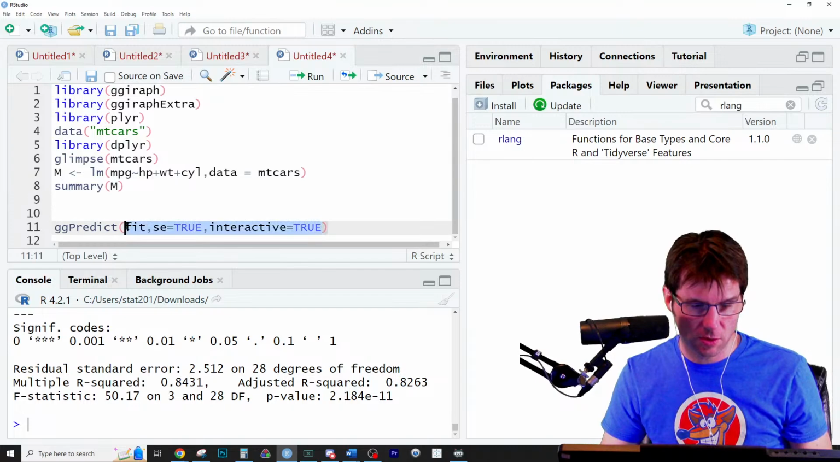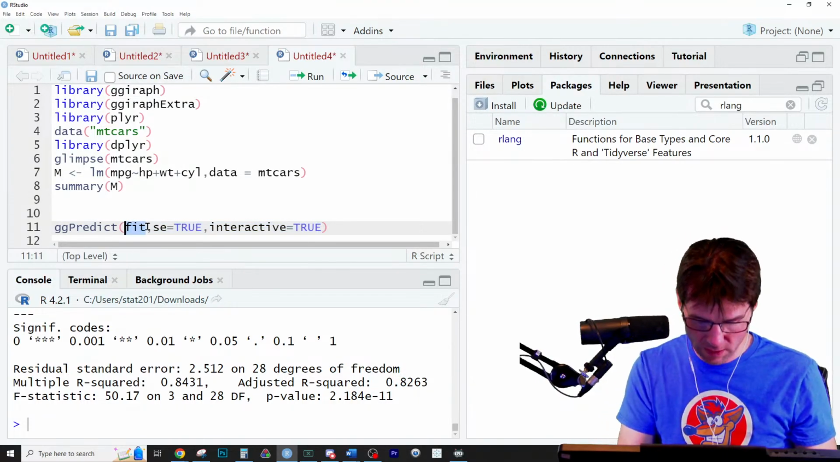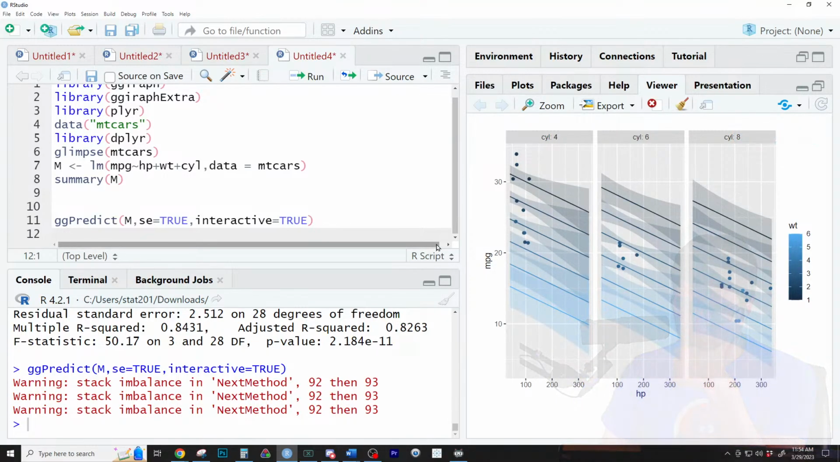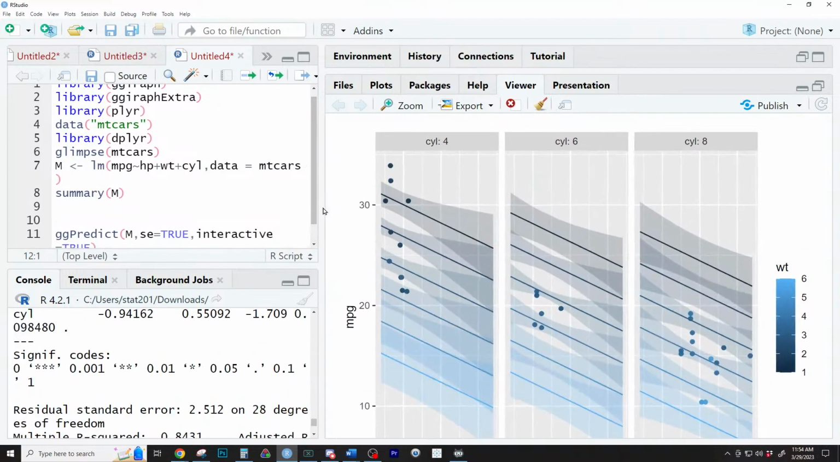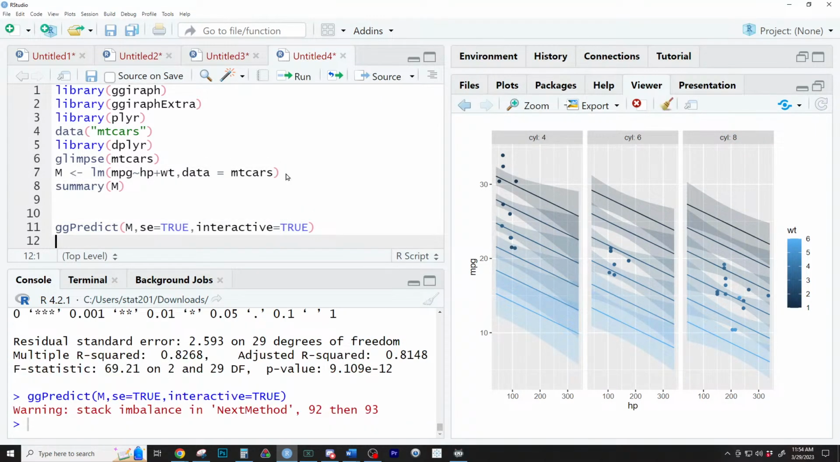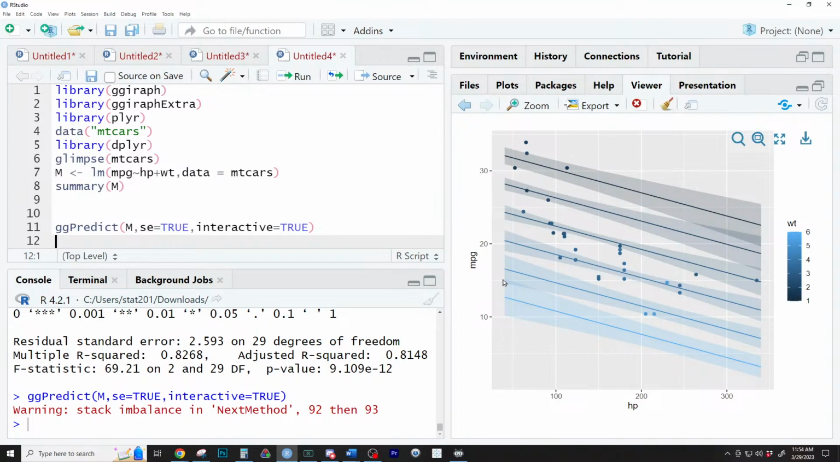The fit, I usually store to m. Some people call it fit. I like to call it model. And let's see what this looks like. All that work, and I'm not loving it. Not loving it. Ooh, changes the whole plot window right there. Interesting. Let's remove the cylinders from it. Hmm.